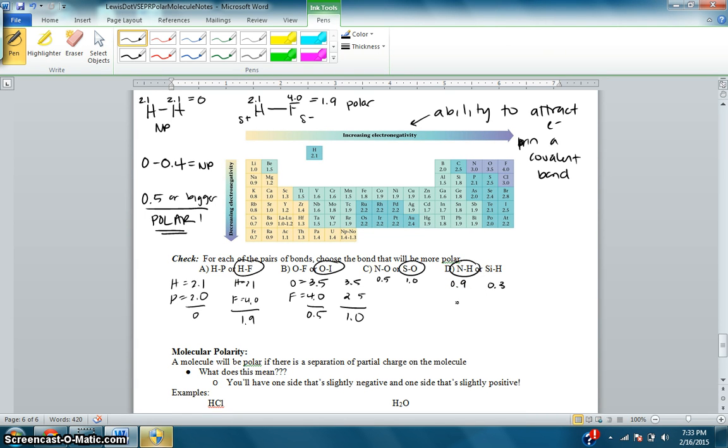So when you're trying to determine if a bond is polar or nonpolar, what you need to do is figure out, is our difference greater than 0.4? If it is, it means it's a polar bond, and then obviously the bigger the difference, the more polar the bond is. And we'll talk a little bit about that more in class tomorrow.